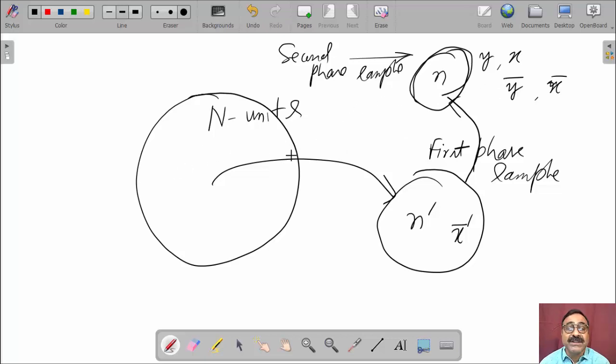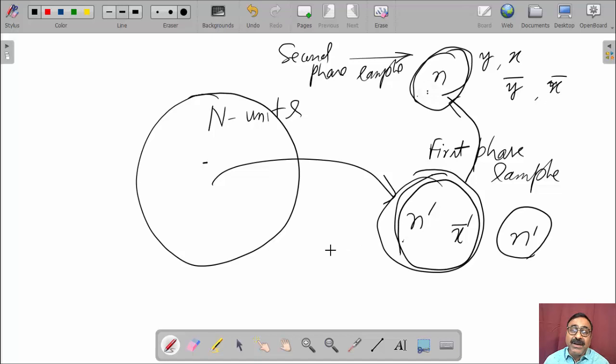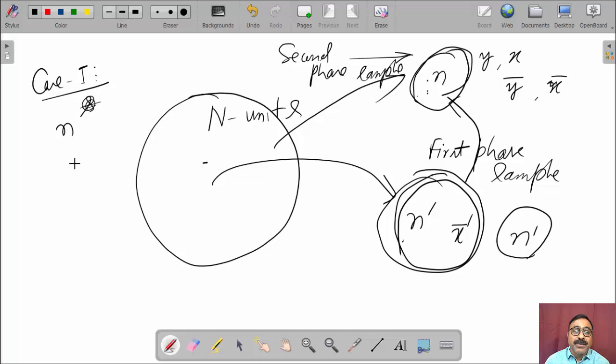So here two cases arise. The second phase sample is selected from the first phase sample of size n', or it can be selected independently from the population again. In this video we shall consider the case when the sample of size n is selected from the first phase sample n', and in a similar way we can consider the second case where n is selected directly from the population. So we shall consider case 1 only. The second phase sample of size n is selected from the first phase sample.